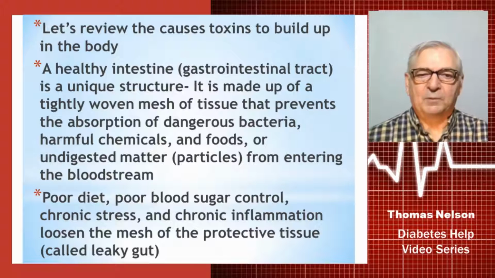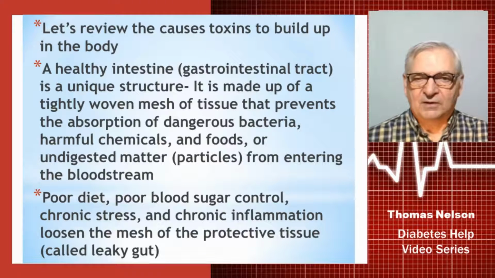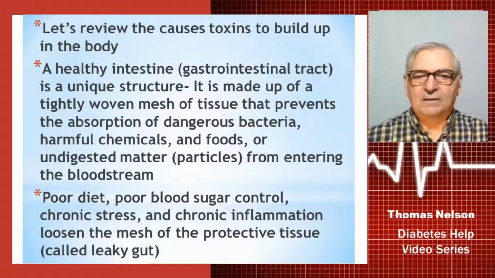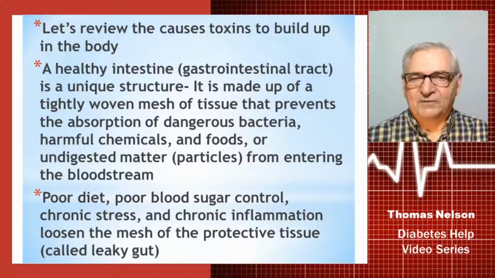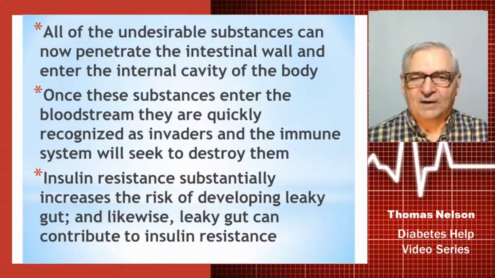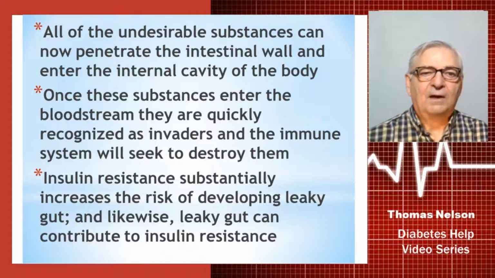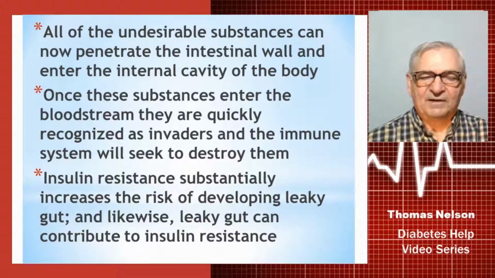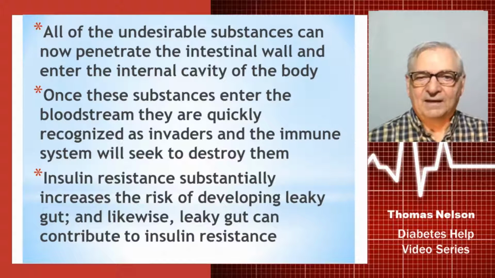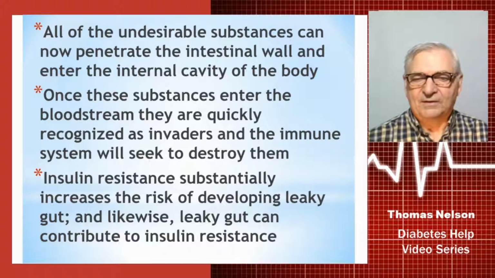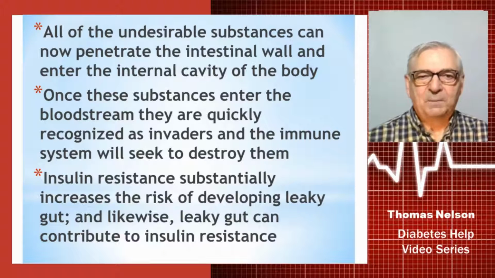So poor diet, poor blood management, sugar control, chronic stress, and chronic inflammation all tend to work on that tight control of those epithelial cells, which will lead to what's called leaky gut. We've talked about this in earlier videos. All of the undesirable substances can now penetrate that intestinal wall. They'll enter your intestinal cavity, be picked up by the bloodstream, and circulated throughout your entire body.